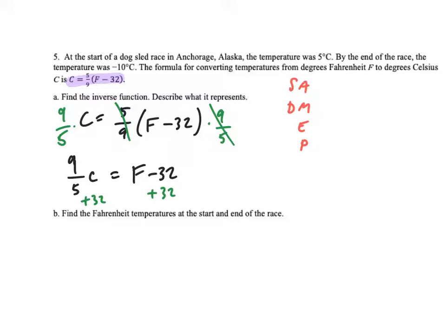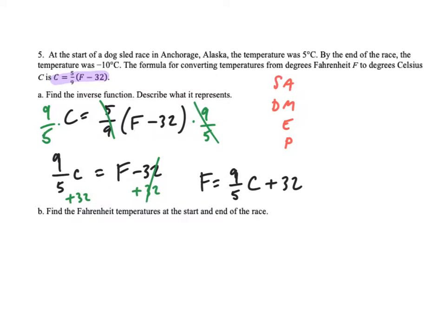And so what I end up with, since the f is going to be by itself now, I'm just going to kick it back to the left side. So f equals 9/5 c plus 32. So there's our inverse function. And what this represents is the function that would let us convert from Celsius to Fahrenheit.